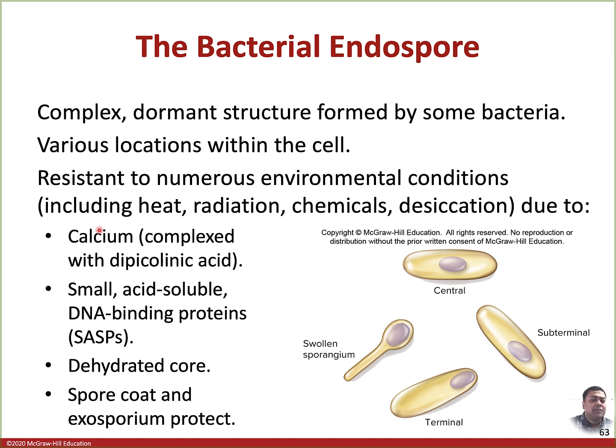The calcium is present in a large amount, complexed with dipicolinic acid. Along with the small acid-soluble DNA-binding proteins, known as SASPs, the dipicolinic acid interacts with the DNA. What happens is that dipicolinic acid inserts itself within the bases, and these SASPs allow the DNA to change conformation. So the DNA in a vegetative cell, meaning an actively replicating cell.